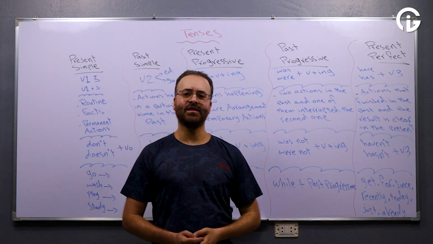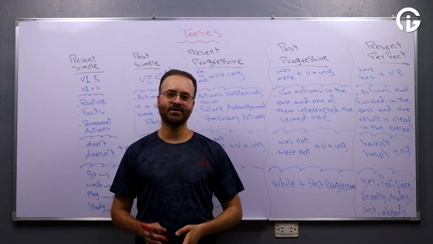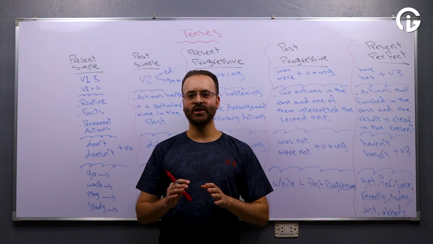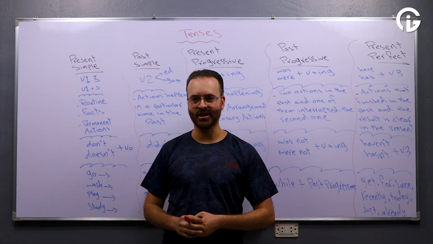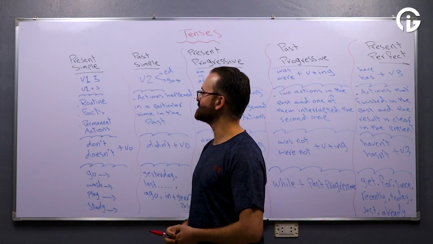Present simple, past simple, present progressive, past progressive, and the last one, which is present perfect. As we mentioned in the last lessons, we talked about each one of them. But now we will put them together and talk about them step by step and one by one. We will start with present simple.